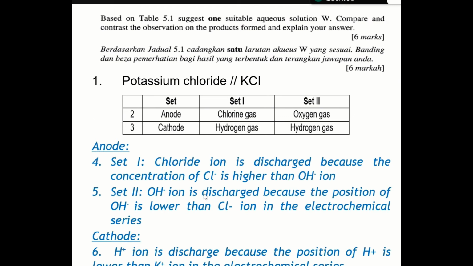But some students, when they write down the name, just write hydrogen is discharged because the position of hydrogen is lower than potassium in the electrochemical series.